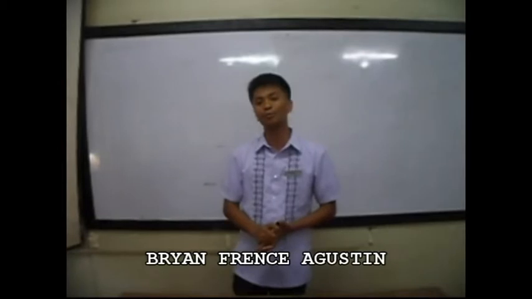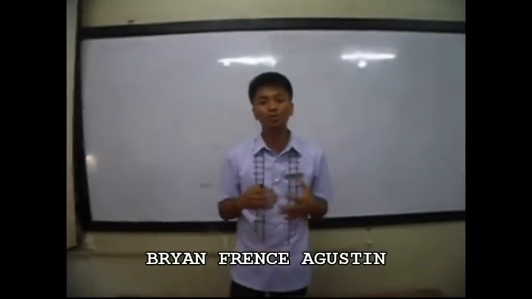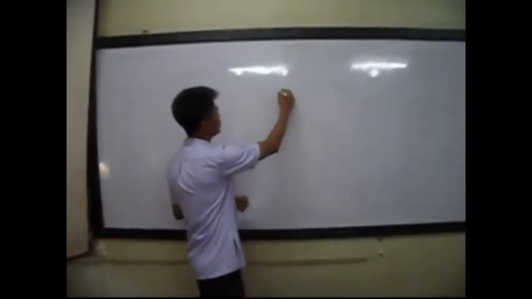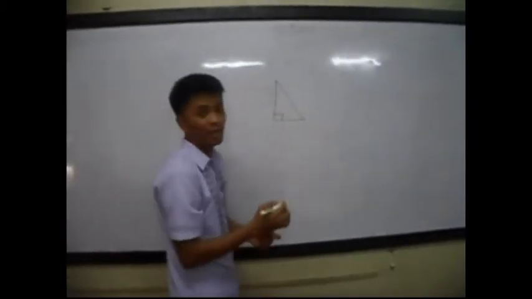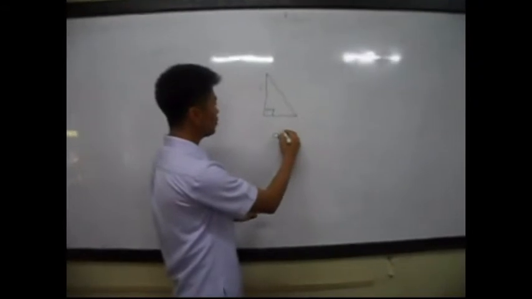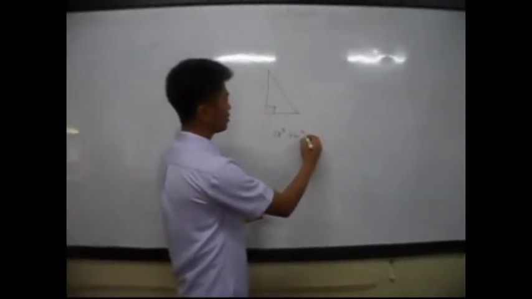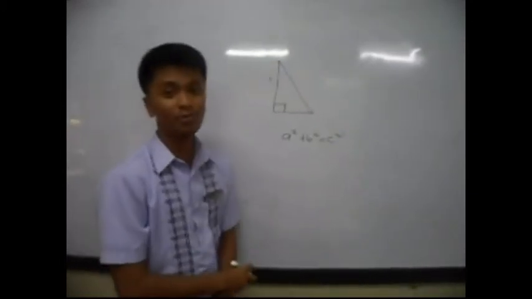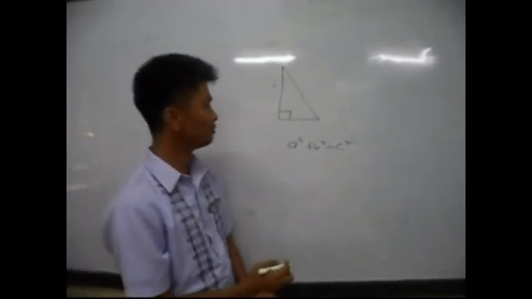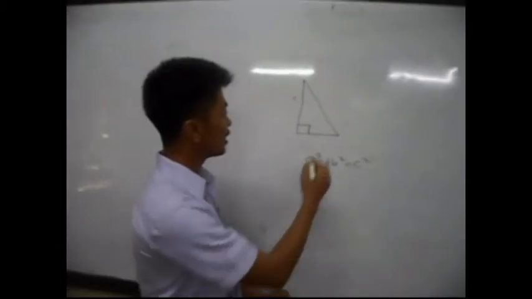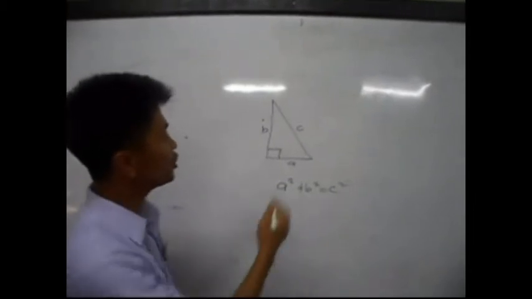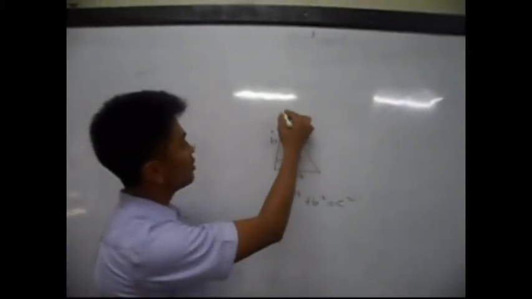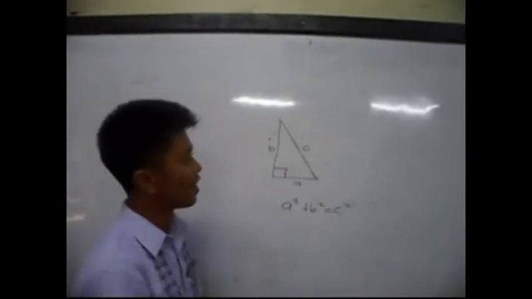Good day, I'm Brian Franz Agustin, and I want to show you how to prove the Pythagorean theorem. So let's have a right triangle. We all know that the formula of the Pythagorean theorem is a squared plus b squared equals c squared. So side A, side B, and side C. We should put the C on the longest side of the triangle.